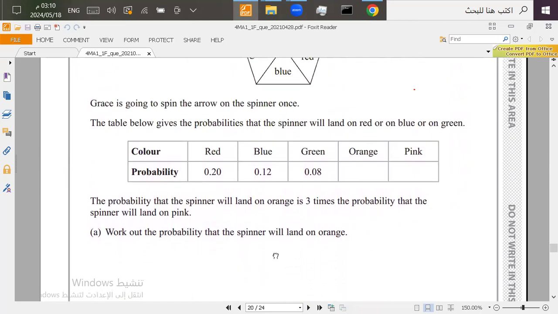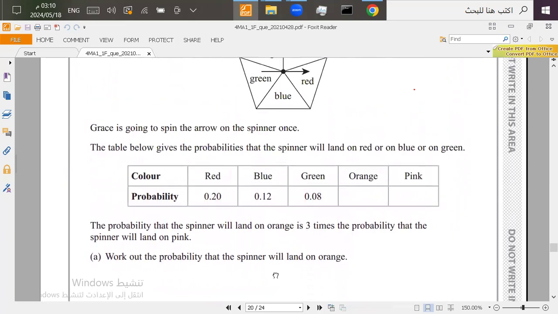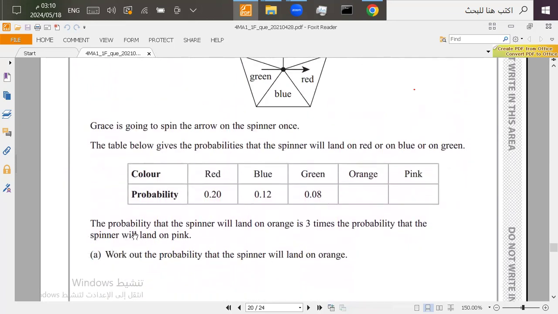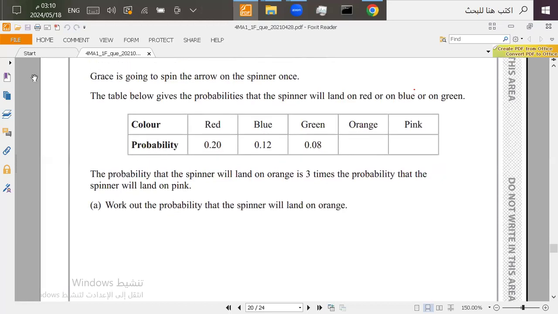So here, let's answer this question first, and then we will take a look at the second question. As we said here, the probability that the spinner will land on orange is three times the pink one. It means that if the pink is x, this one is 3x, because the orange probability is three times the pink probability. Now work out the orange probability.